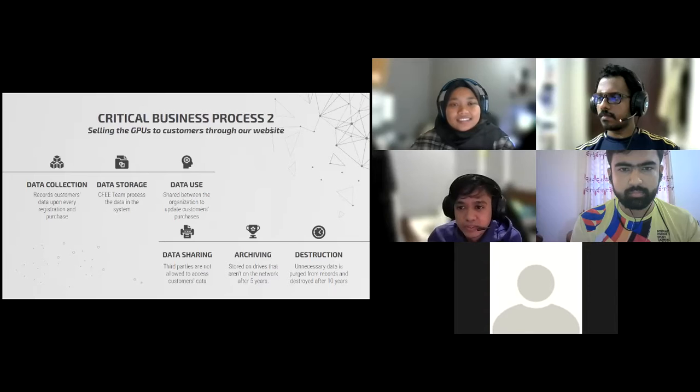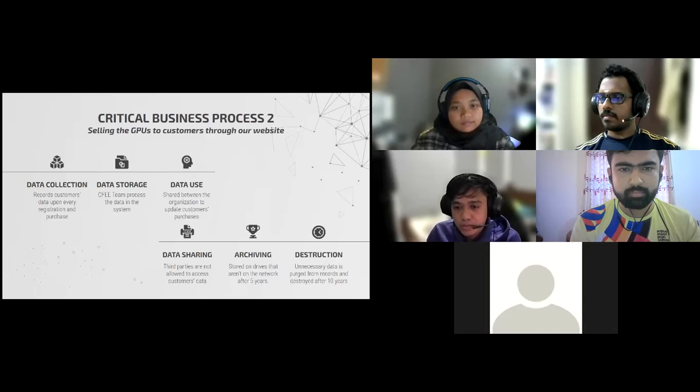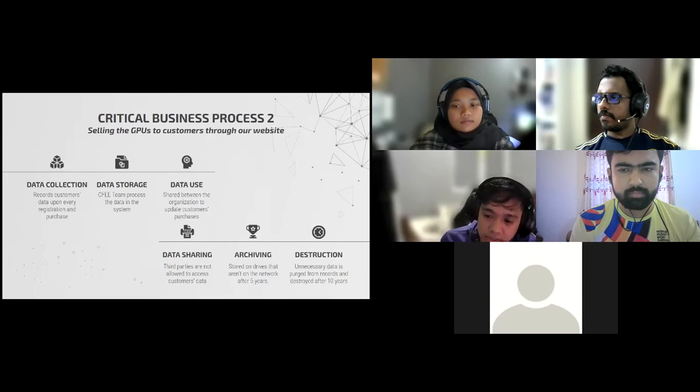Next is critical business process number two, which is selling the GPUs to customers through our website. During the data collection, we record customer data upon every registration and purchase. On the data storage, the CFEE team processes the data in the system. In the data use, it is shared within the organization to update customer purchases. For the data sharing, third parties are not allowed to access the customer's data, while in archiving, it is stored on drives that aren't on the network after 5 years. Lastly, the destruction: unnecessary data is purged from records and destroyed after 10 years.